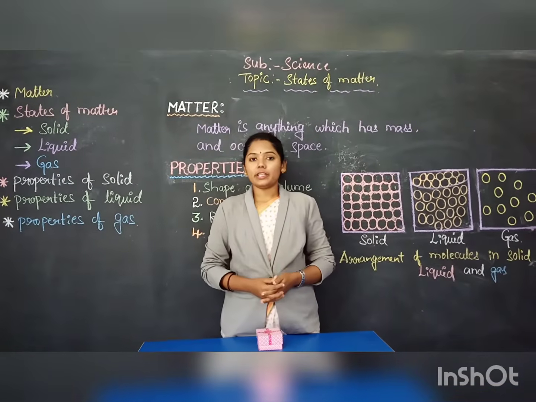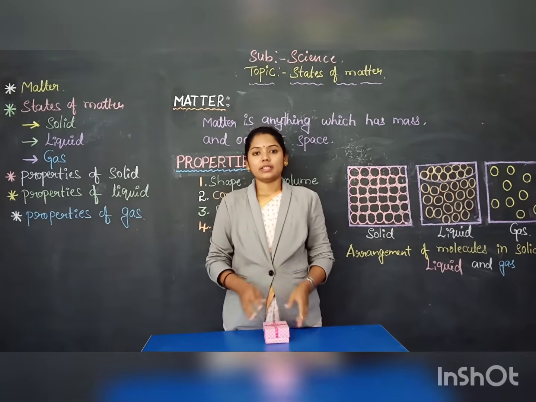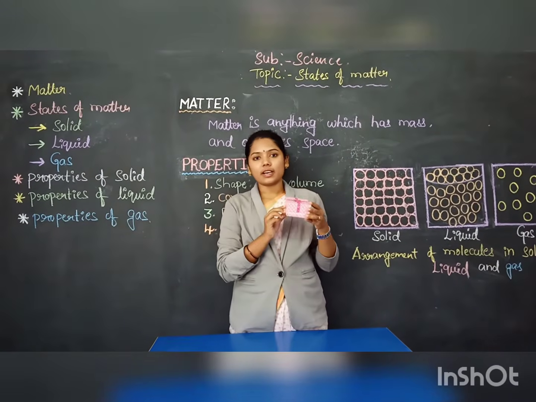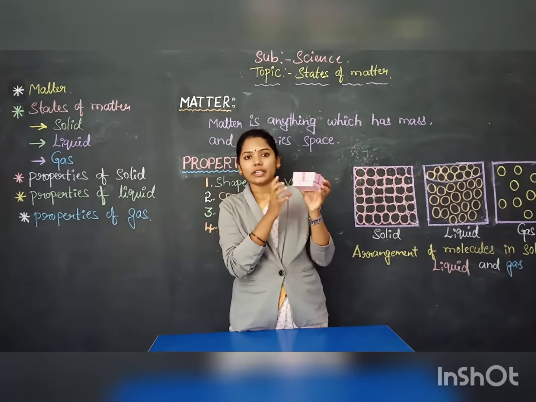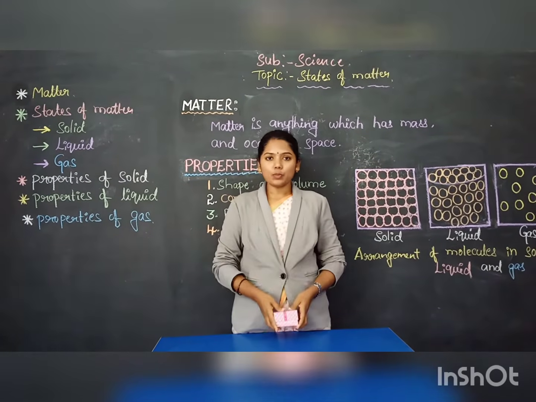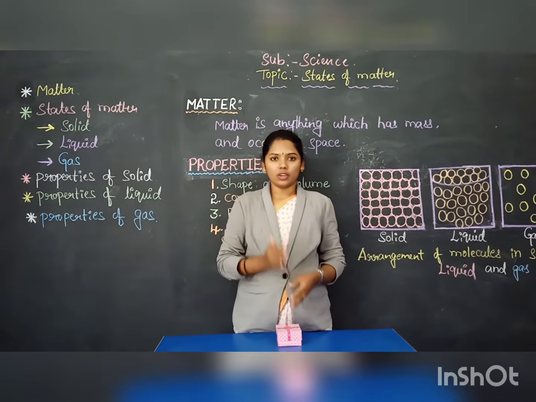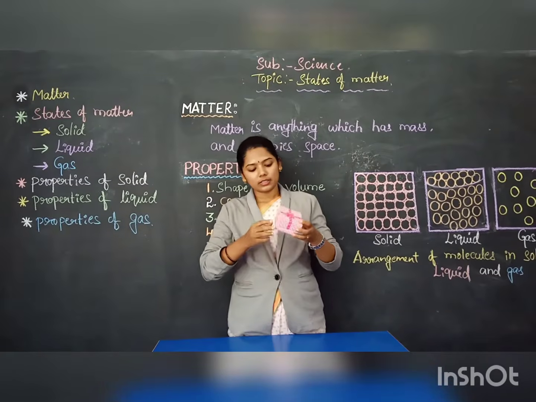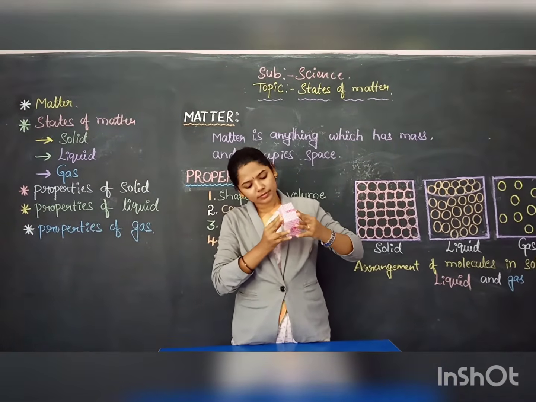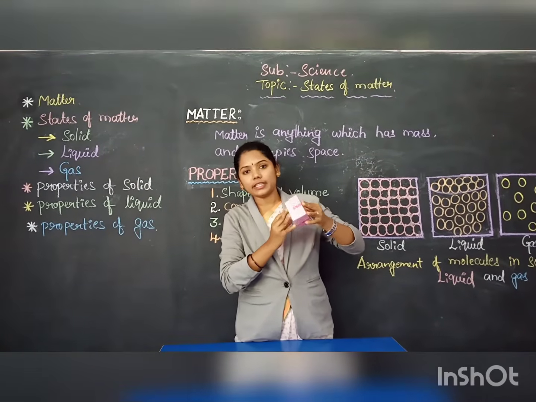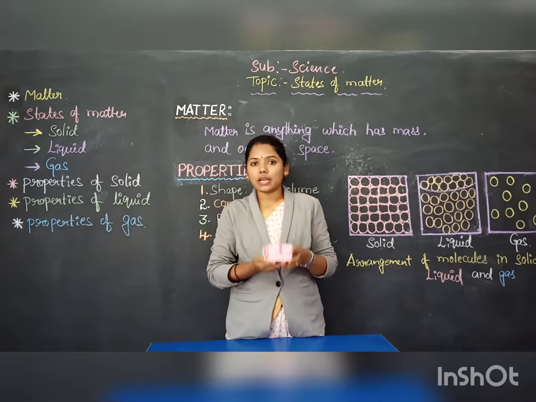The next property of solid is, do solids have a definite shape? Yes, the solids are in a definite shape, as we can see here. The next property is, are solids compressible or not? Let us try that. Try to compress the material. As you can see here, it is difficult to compress. The solids are difficult to compress.